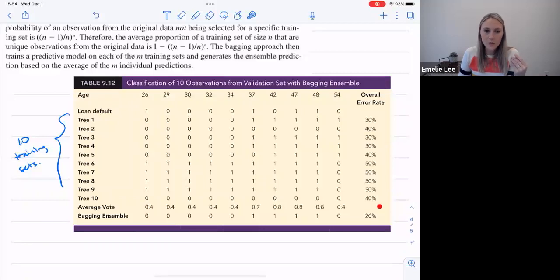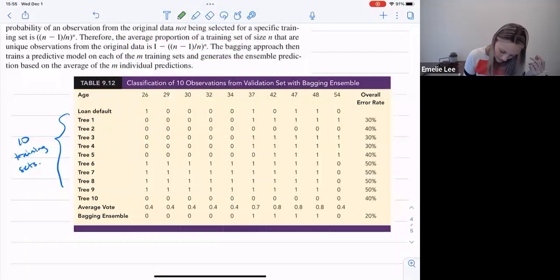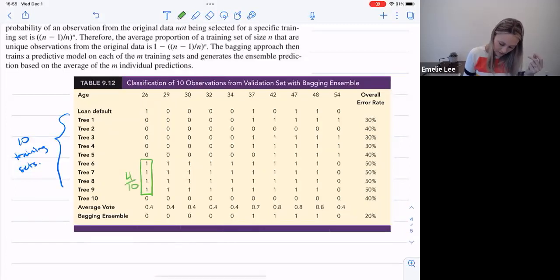Now, what we do if we are bagging these classifications, or using an ensemble method of bagging, is we take the number of ones, say 1, 2, 3, 4 out of the 10 predicted to be ones. Okay, so 4 out of 10 predicted to be ones, and so the average vote is 0.4. If it's less than 0.5, then we classify it as a 0. If it's more than 0.5, then we classify it as a 1, right? So the same cutoff value.